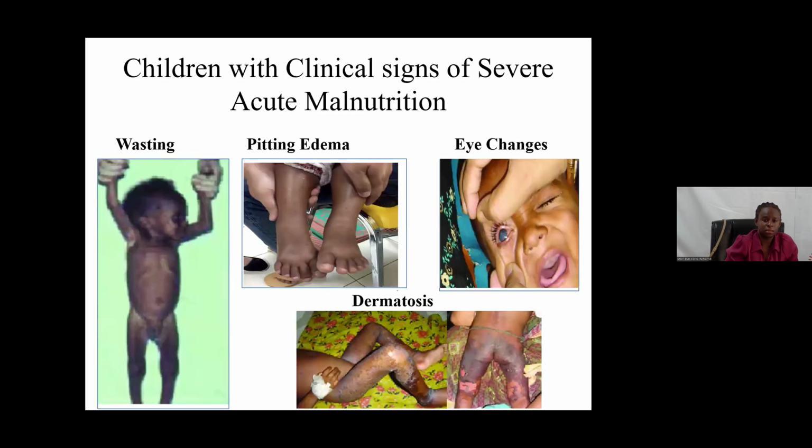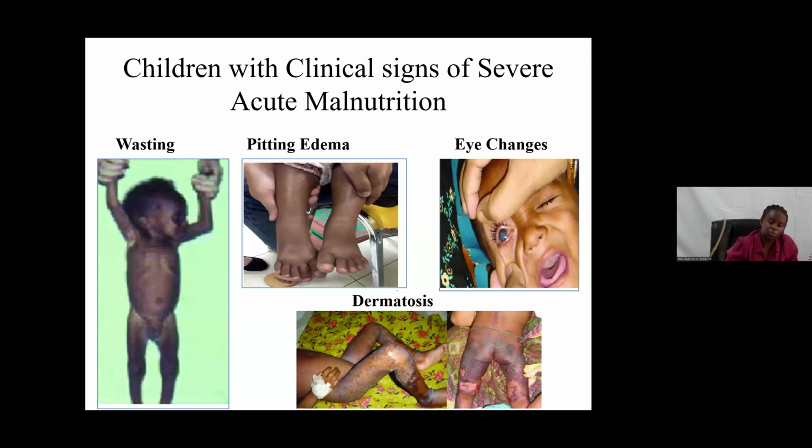So the next are really diagrammatic representations of children who have clinical signs of malnutrition. The first is a child who is wasted. There are pictures that compare this child to normal children, but this child was really, really wasted. The second picture there is looking at pitting edema. I don't know if it's clear to everyone who is looking at it, but when you press, clearly it leaves a dimple in the child's foot.